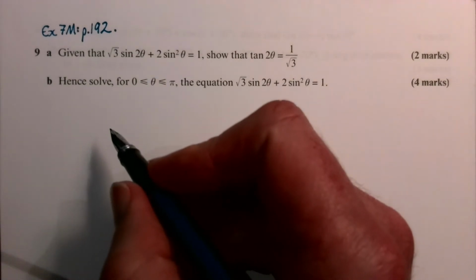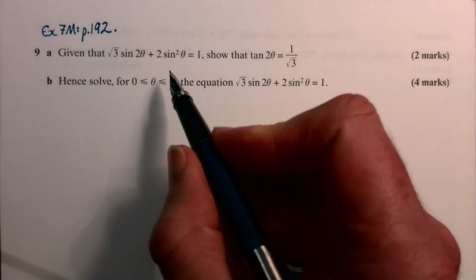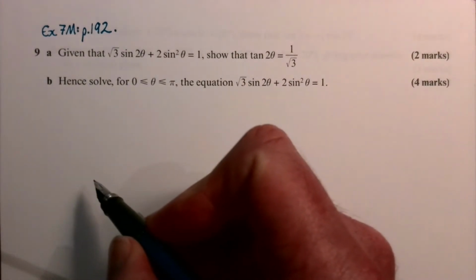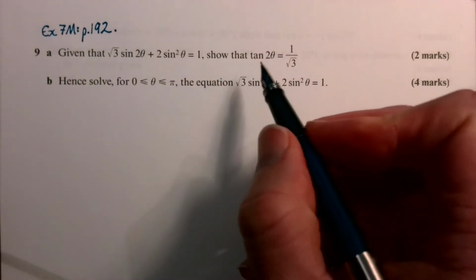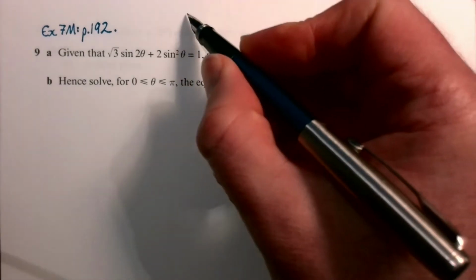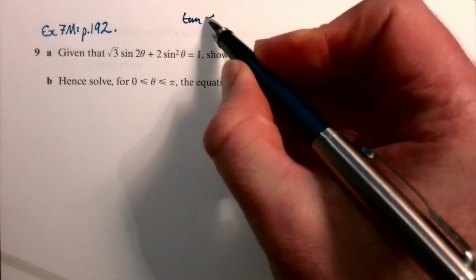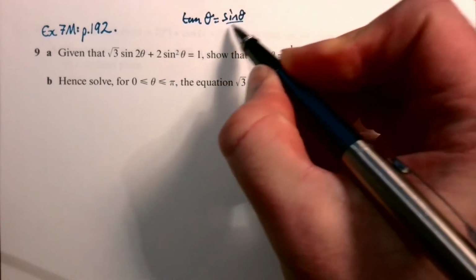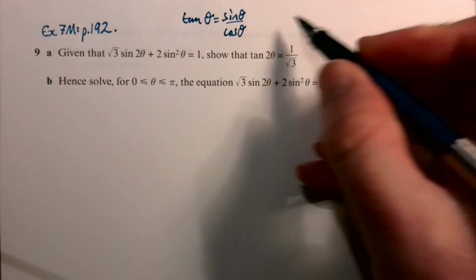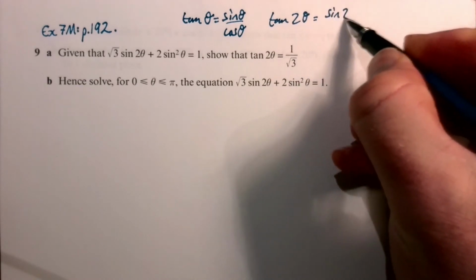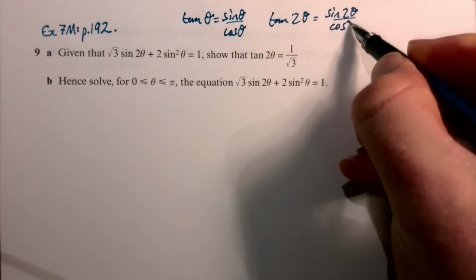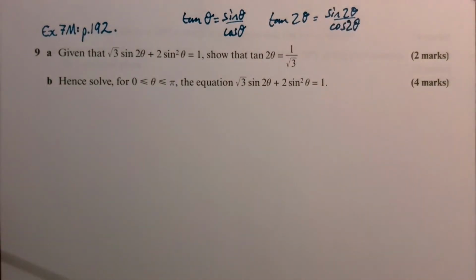Now, the first thing that I'd notice, if we want to get tan 2 theta, and we've got these signs, and we can change signs to coses where we need them, and we know that tan theta is sine theta over cos theta, so that means it stands to reason that tan of double the angle will be sine double the angle over cos double the angle. So it's going to be a good place to start by seeing if we can work towards that.